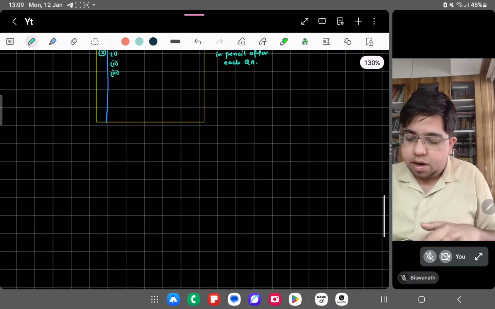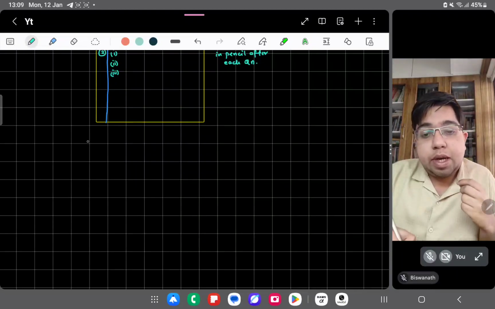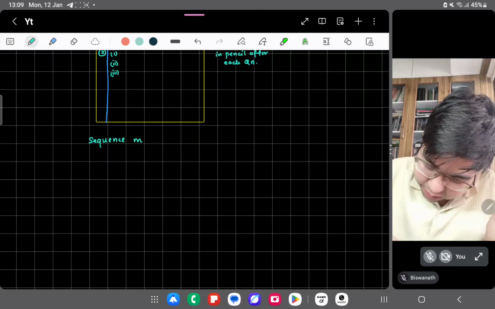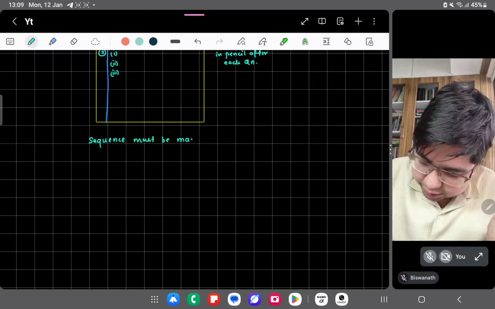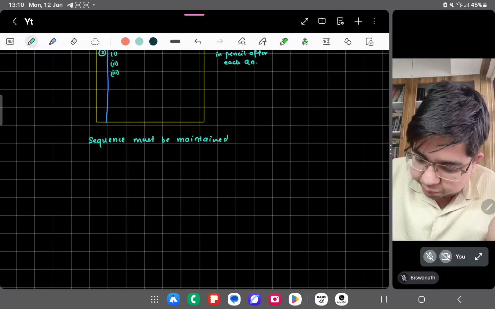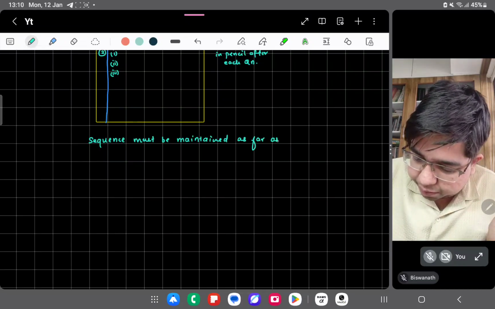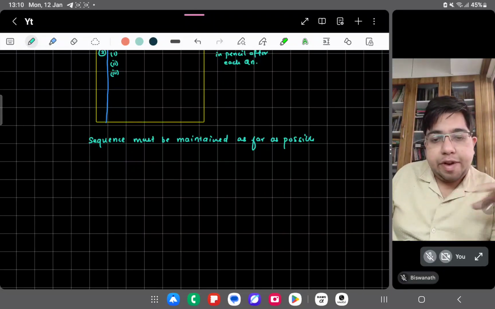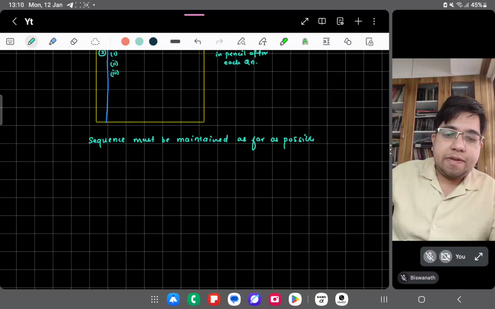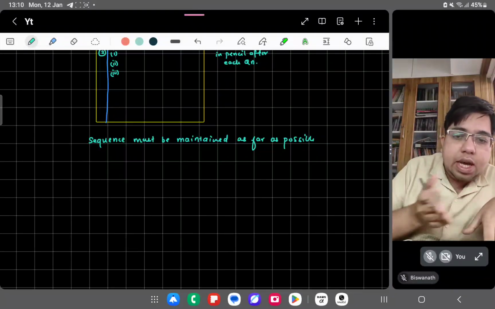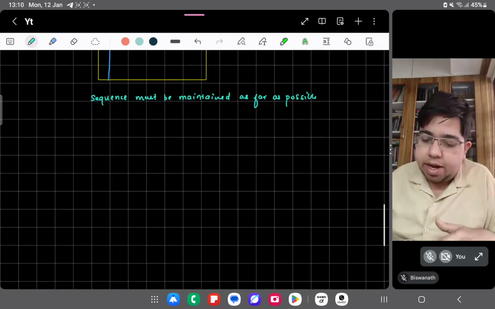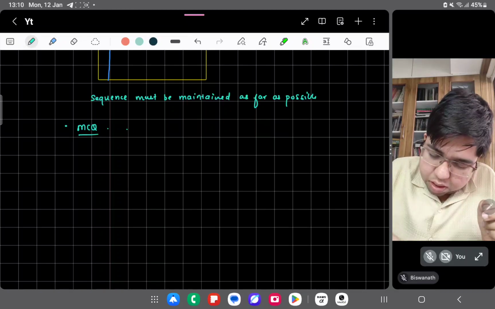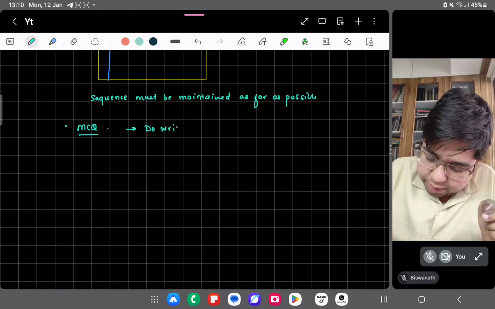To the extent possible, try to make it sequential. Sequence must be maintained as far as possible, because examiners don't have free hands or that amount of time to navigate your answer sheet to see which question is there and which question isn't. And another thing, if you're writing the answers of your MCQs, do write in a sentence.